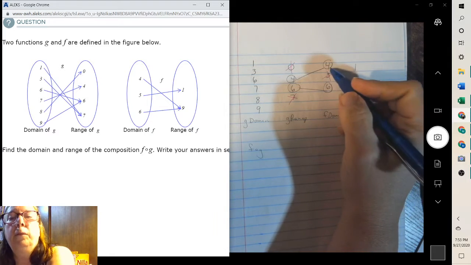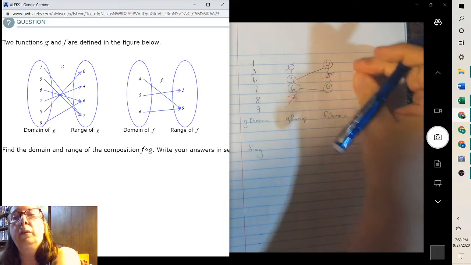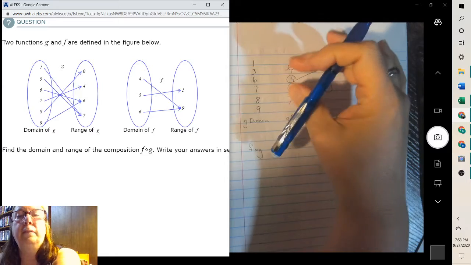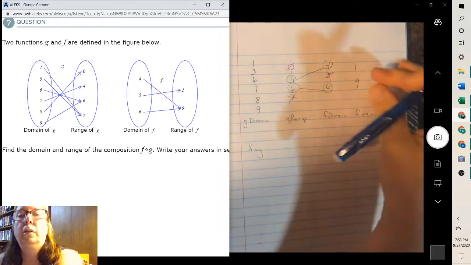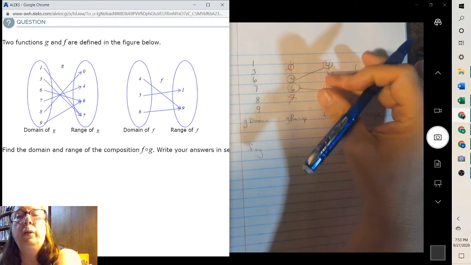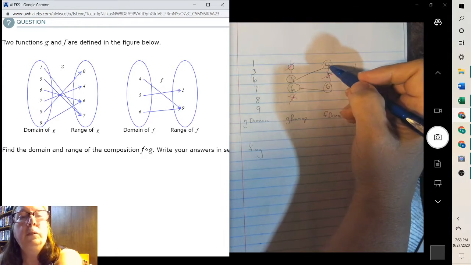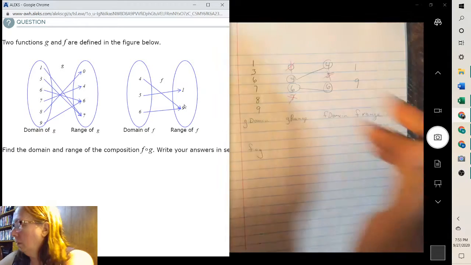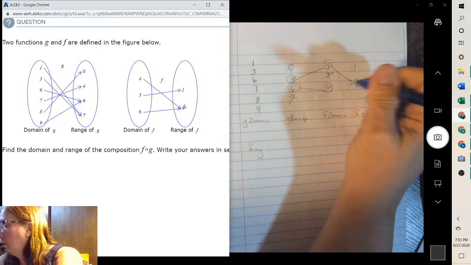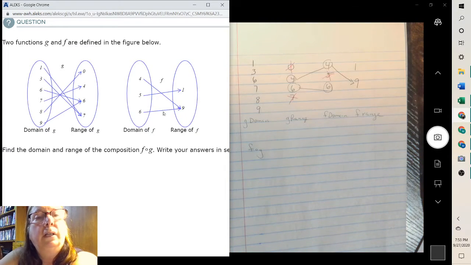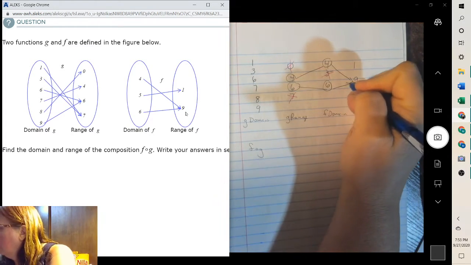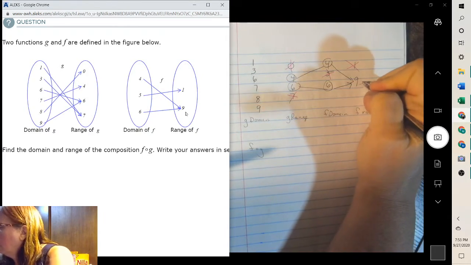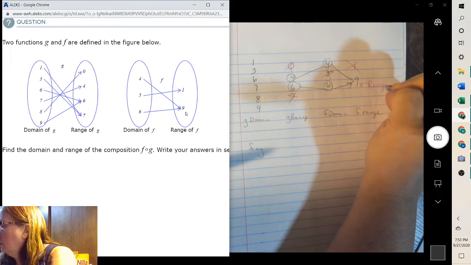Now we want to see where 4 and 6 go, because when you're working backwards, whatever you get has to fit into this one, which then goes backwards. So first, find your middle. What overlaps? Now look at the f function and see 4 goes to 9, and 6 also goes to 9. So that locks this out. And this is the range.